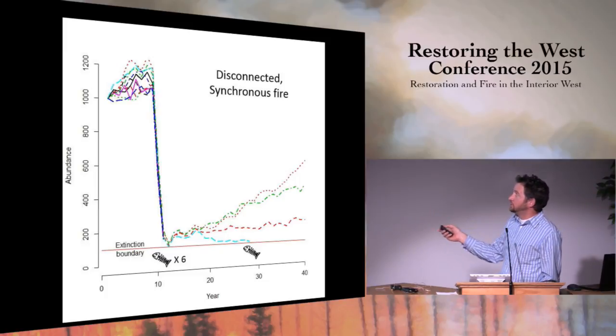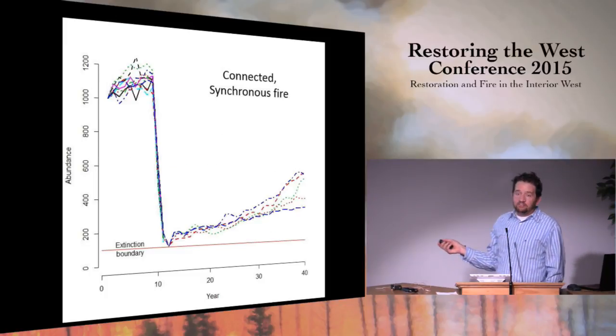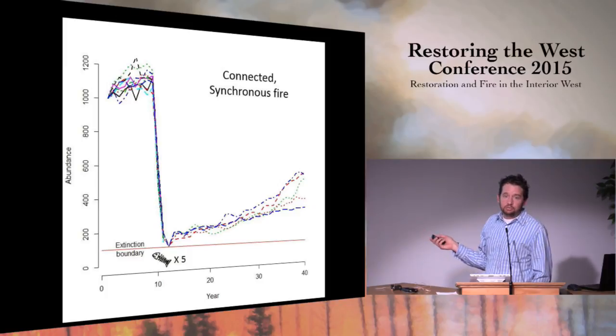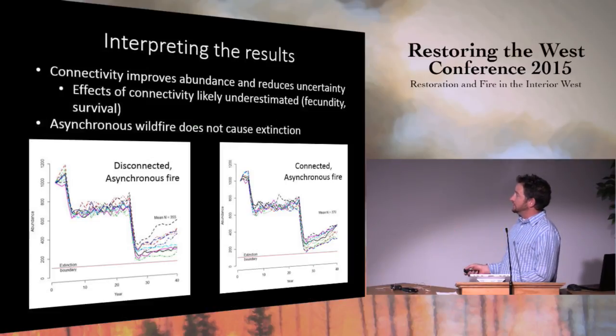When those watersheds are connected, we see a similar trend, including about 5 of the populations were extirpated. So this was surprising to me because connectivity didn't improve it that much. What does this mean? So what we observed is that connectivity does improve the abundance. So the mean abundance at the end of the period was higher, as well as the certainty around that. And that asynchronous wildfire in neither situation caused population extirpation.